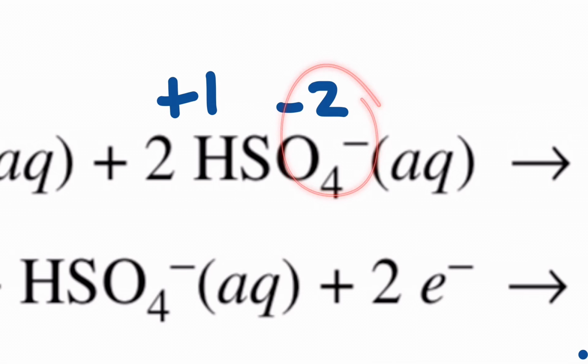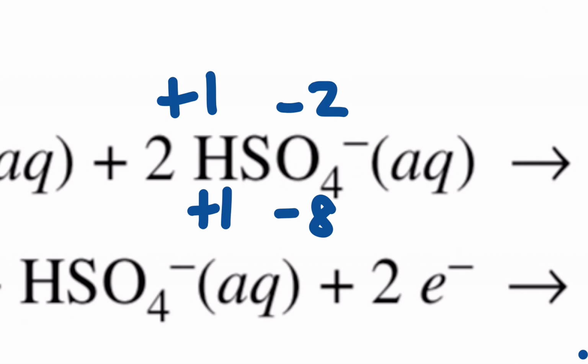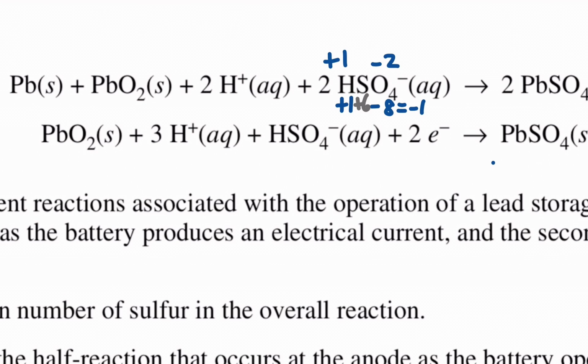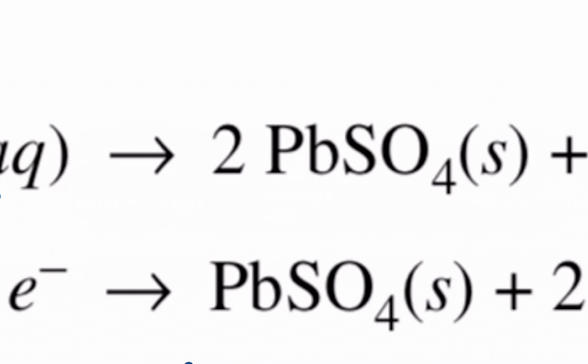4 times -2 is a tally of -8. 1 times +1 is a tally of +1, so if this adds up to -1, that must mean my sulfur is +6. So I think I just have to write +6 next to that. And that'll be the same in anything that's a sulfate.